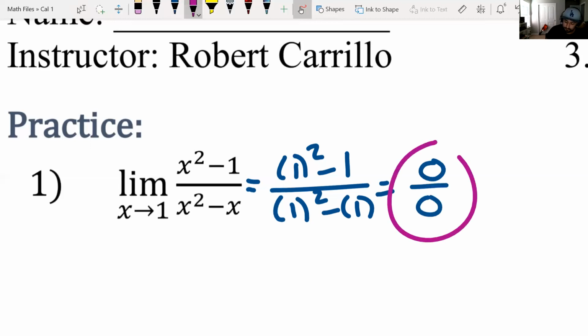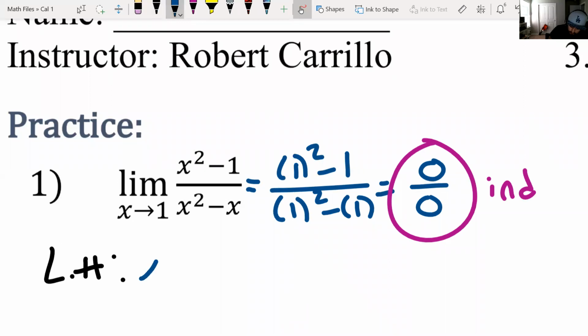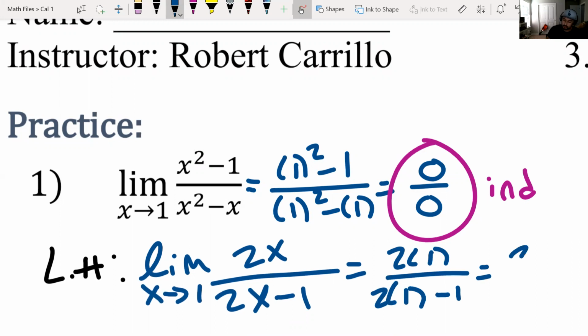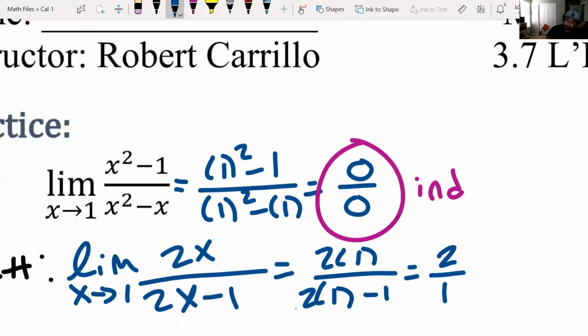So we get indeterminate, which means here comes Mr. L'Hopital, and we can take the derivative. The limit as x approaches 1 gives you 2x over 2x minus 1. Plug in 1 again. 2 times 1 over 2 times 1 minus 1 gives you 2 over 1. So our limit is just 2.